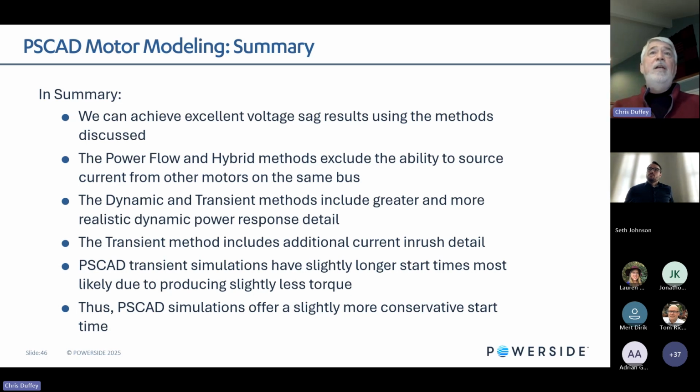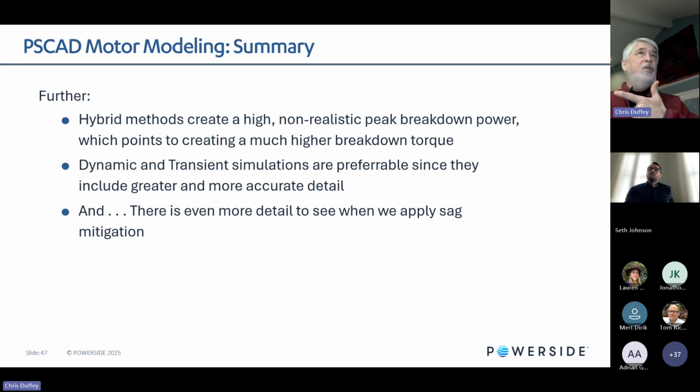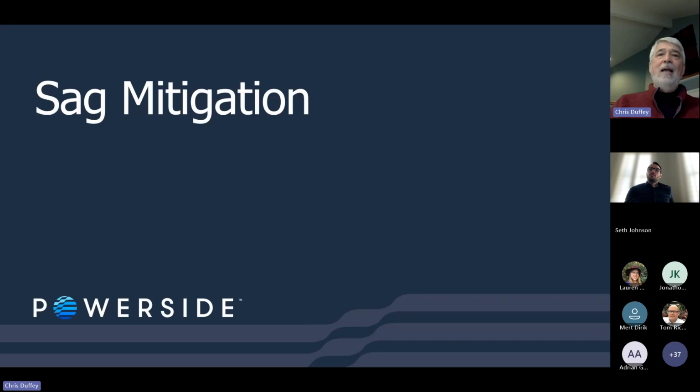PSCAD transient simulations have a slightly longer start time, maybe from less torque, and so PSCAD simulations offer a slightly more conservative start time. Further, hybrid methods create a high, non-realistic breakdown power, which points to a much higher breakdown torque. So dynamic and transient simulations are preferable since they include greater and more accurate detail, and there's even more detail to see when we apply sag mitigation.